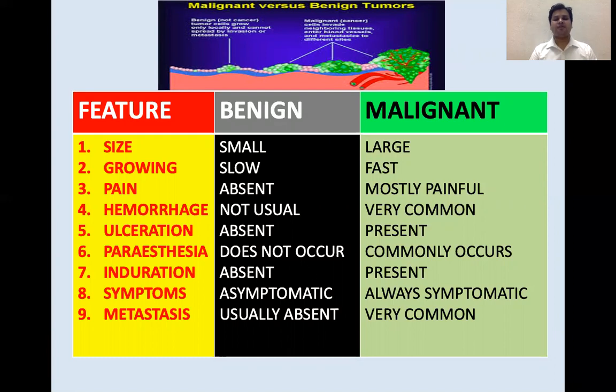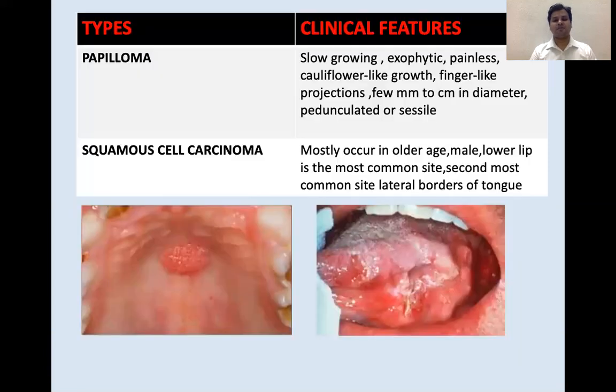Paresthesia commonly occurs in malignant tumors while it does not occur in benign tumors. Induration is present in malignant tumors while absent in benign tumors. Symptoms: malignant tumors are always symptomatic while benign tumors are asymptomatic. Metastasis is very common in malignant tumors and usually absent in benign tumors. Let's start with the different types of tumors.